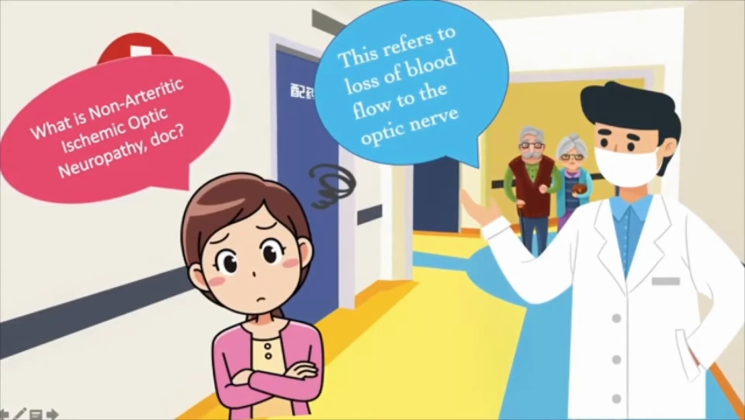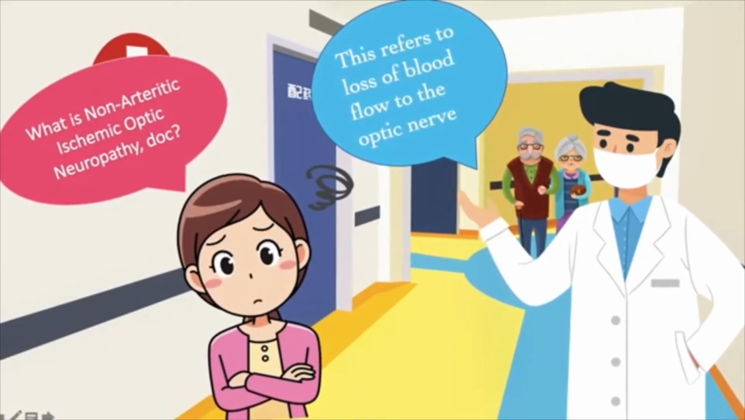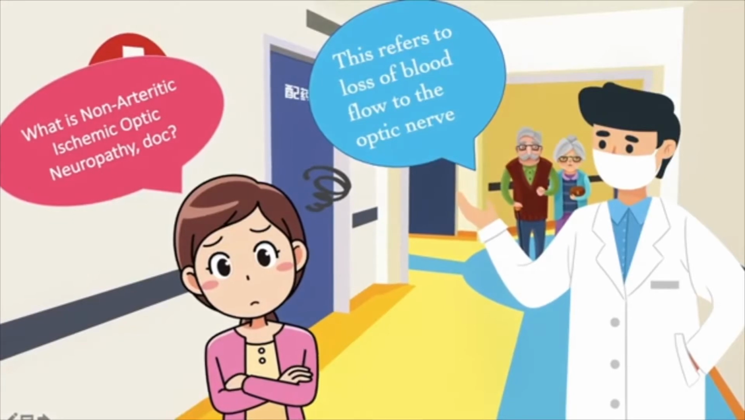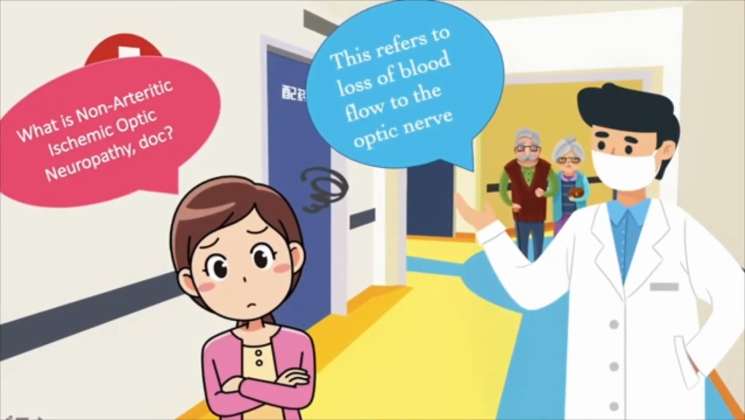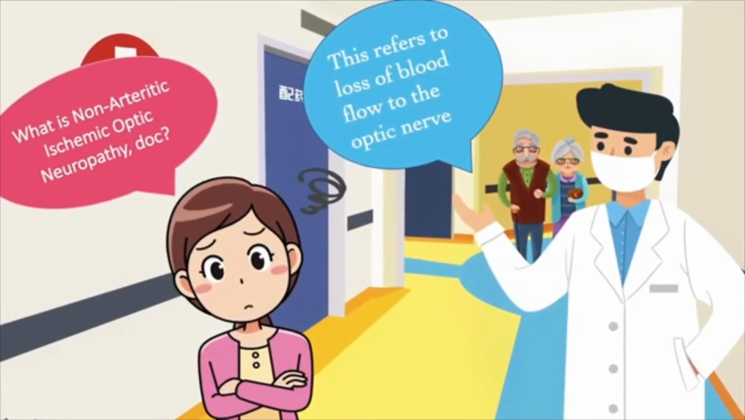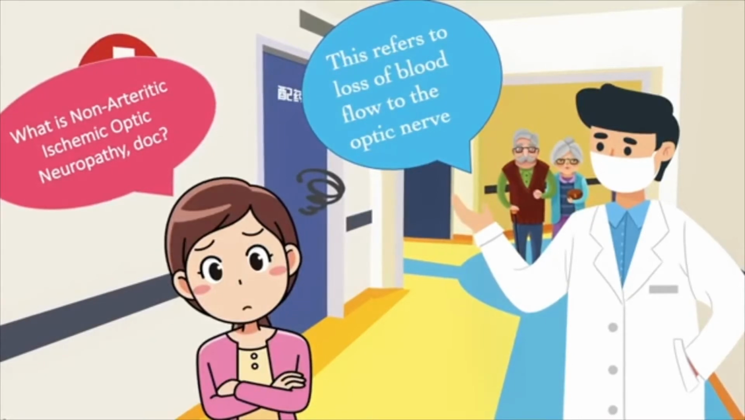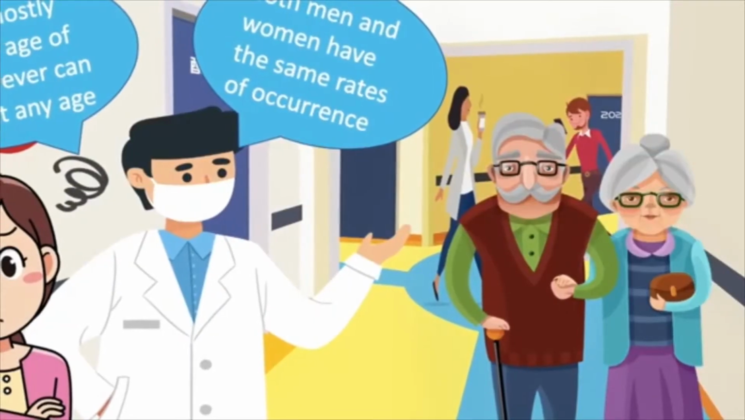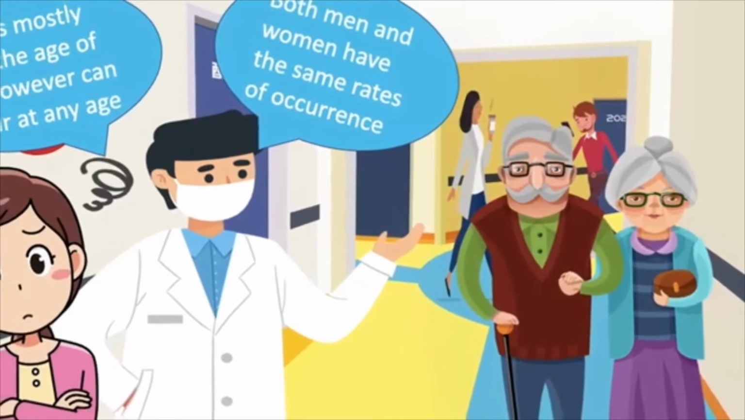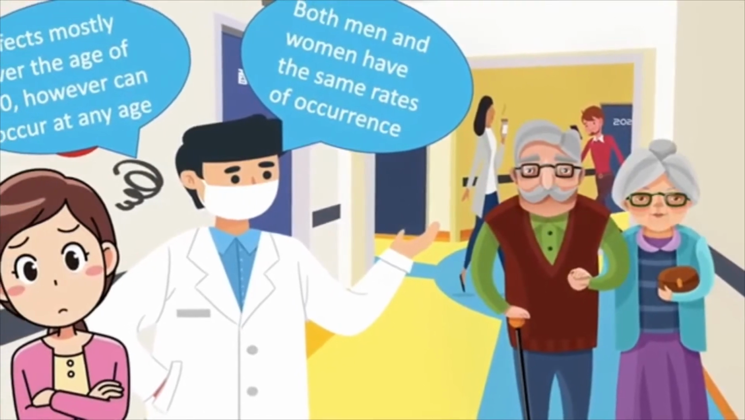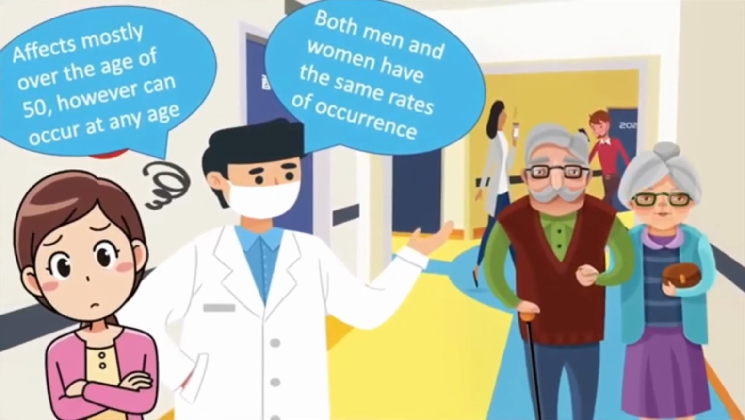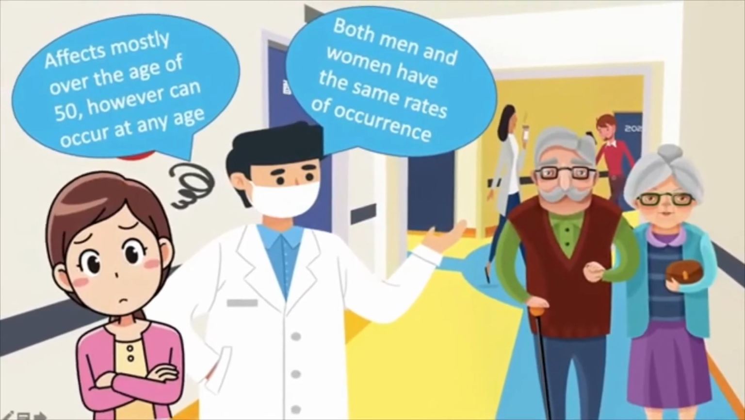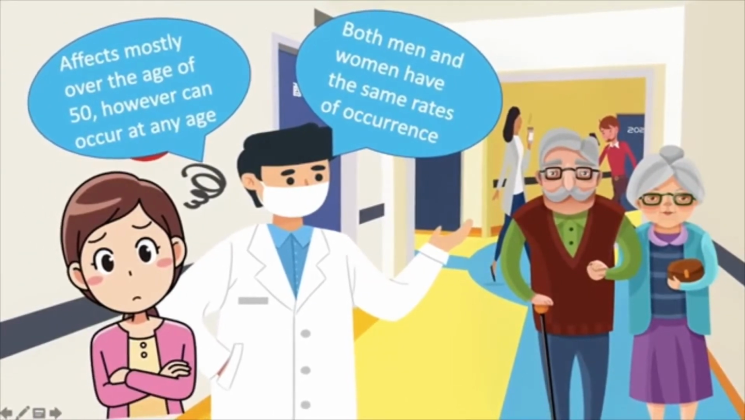Hello, Doc. May I ask what is non-arteritic ischemic optic neuropathy? This is the most common form of the condition that refers to loss of blood flow to the optic nerve. This condition affects mostly those over the age of 50. However, this can occur at any age. Both men and women have the same rates of occurrence.